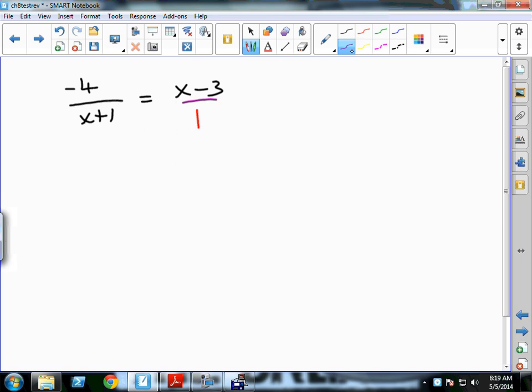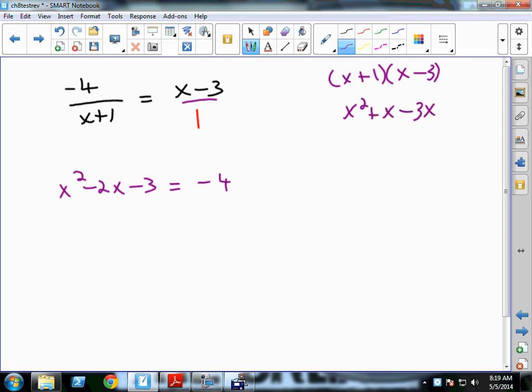Cross multiply. So the one cross product is going to be -4. The other cross product, I'm probably going to surprise some people when I write what I write, but it's going to be x squared minus 2x minus 3. Where'd that come from? Well, that came from foiling x plus 1 and x minus 3, because that's x squared plus x minus 3x minus 3, and this makes the minus 2x. Okay. We doing all right so far?